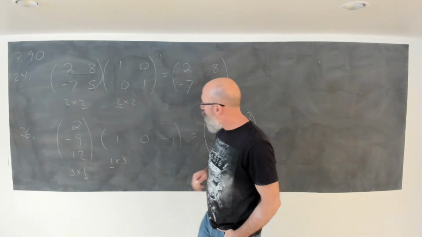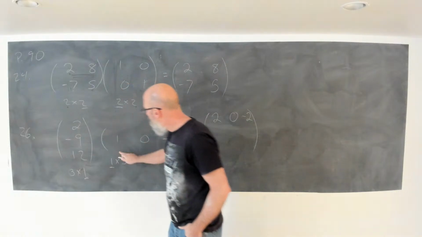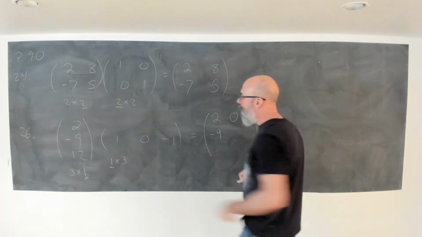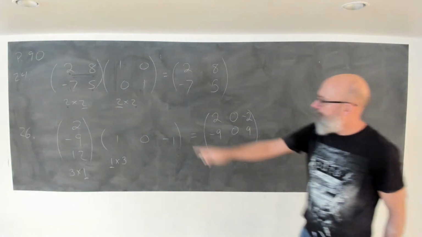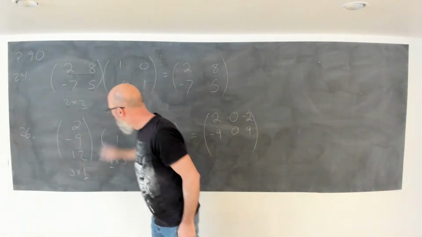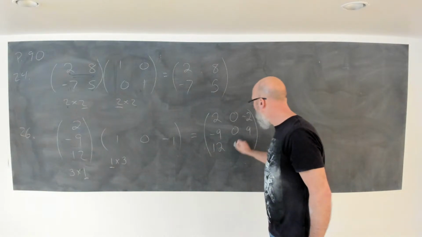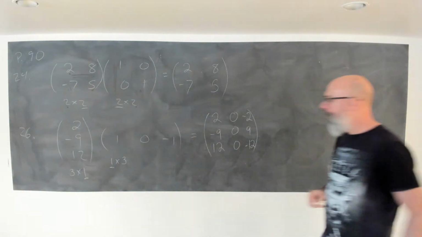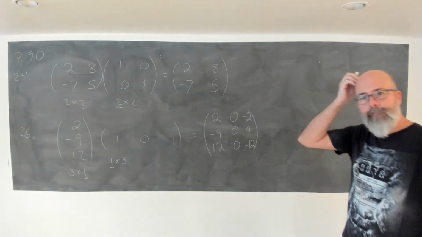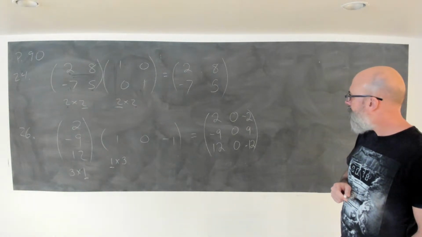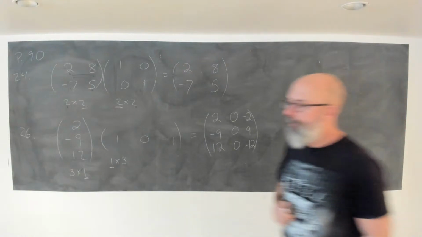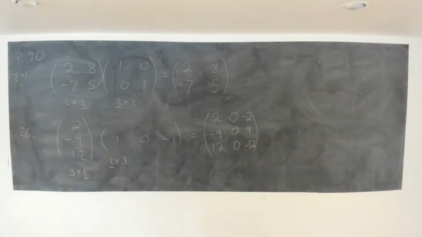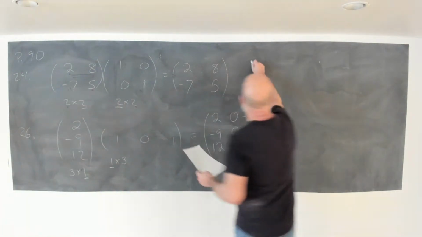We have exhausted the columns. Move on to the next row. Second row, first column. Second row, second column. Second row, third column. And finally, third row, first column. There you go. Let's do one more.